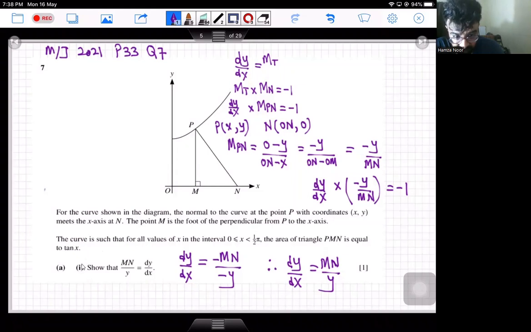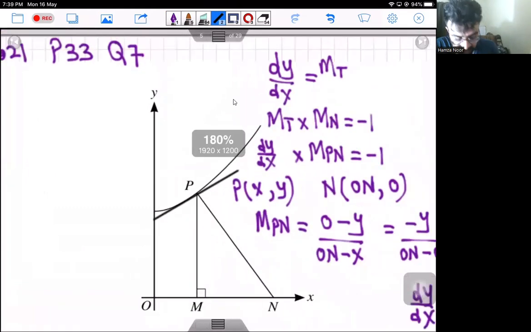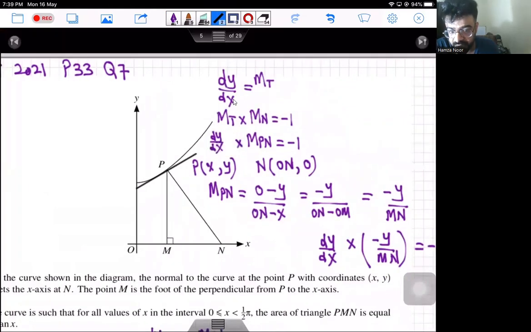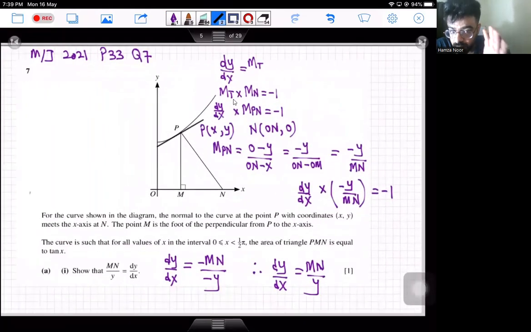The requirement of part A, part 1 is to show that MN over y is equal to dy over dx. What we know is that the value of dy over dx will give us the gradient of the tangent at any particular point. In this case, that point is P. So dy over dx will give us the gradient of this straight line, which I've just drawn, which is the tangent to the curve at the point P. And this tangent is perpendicular to the normal.